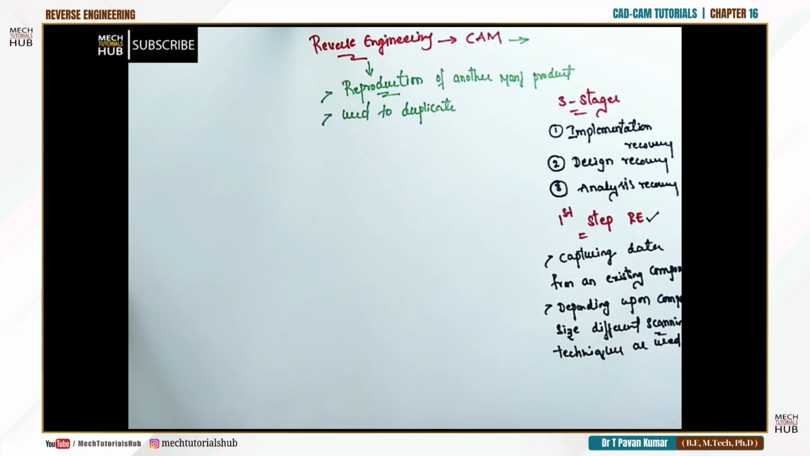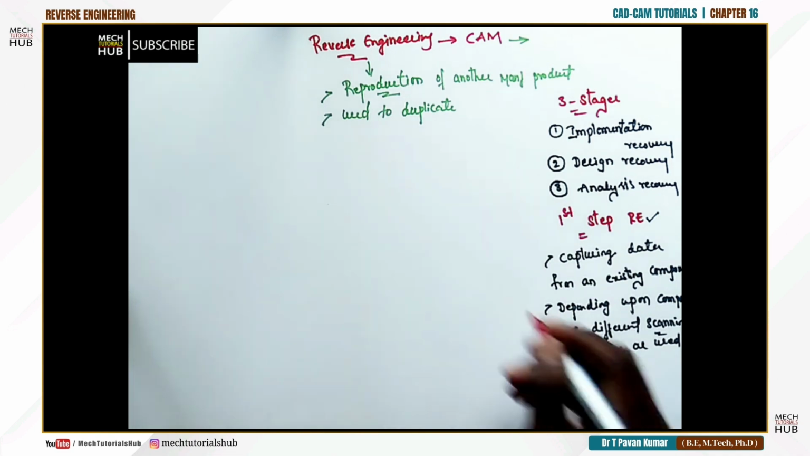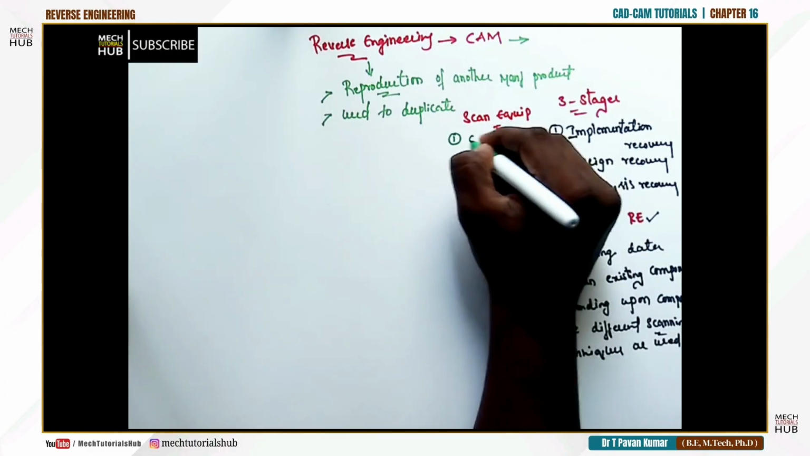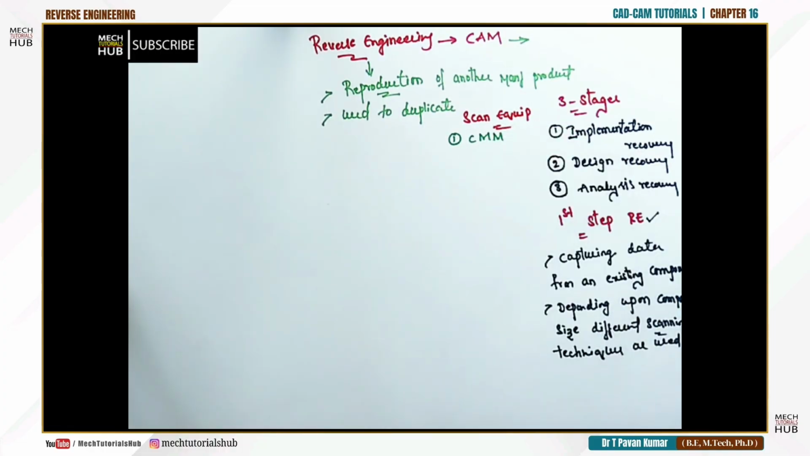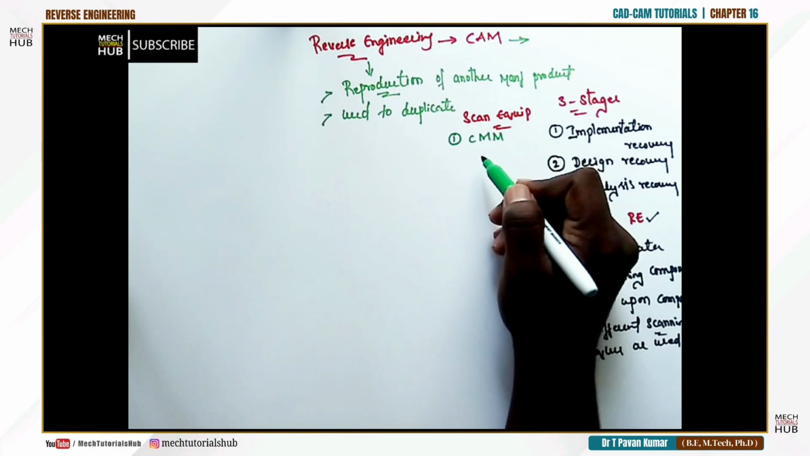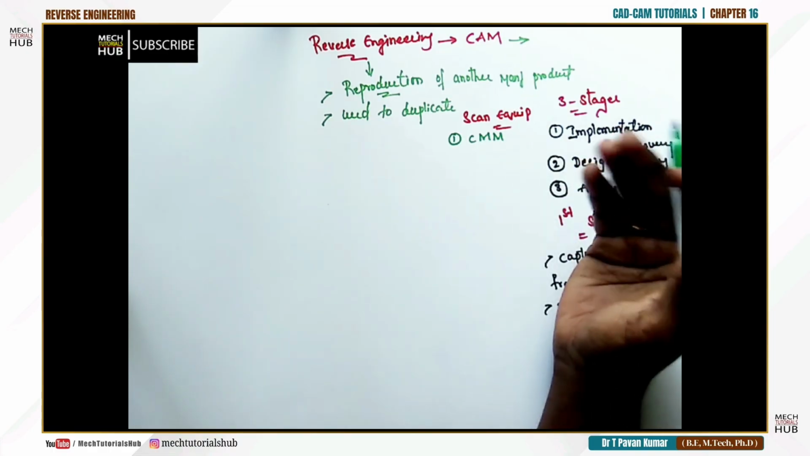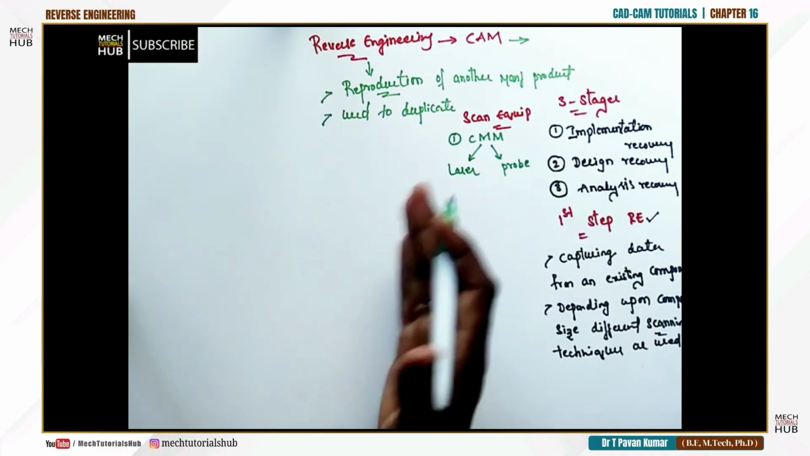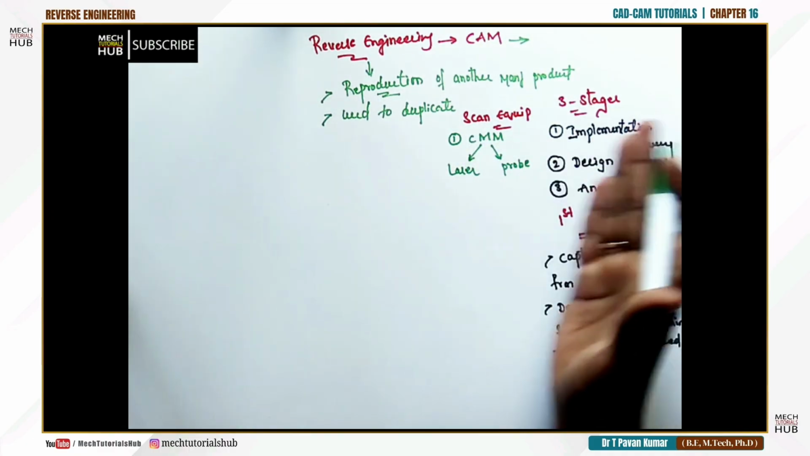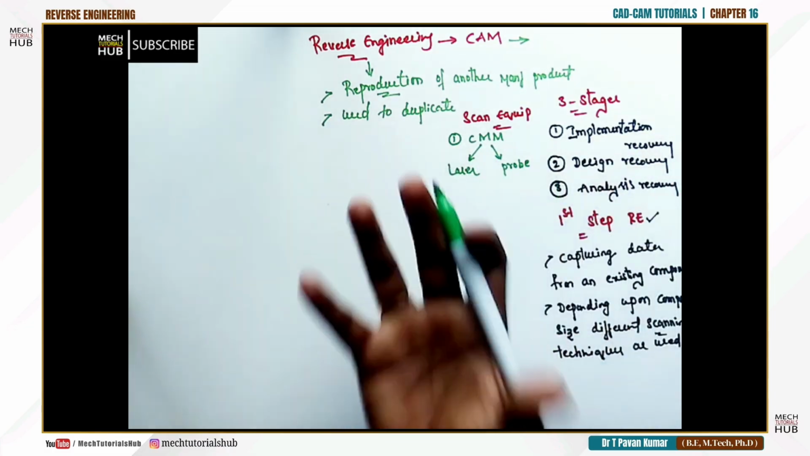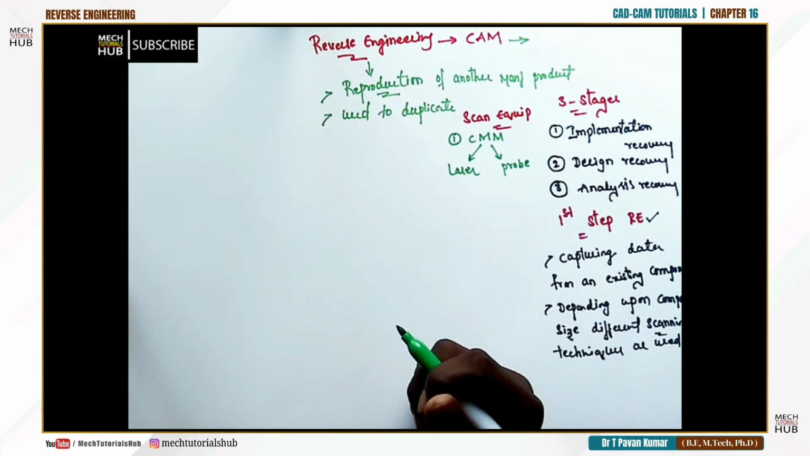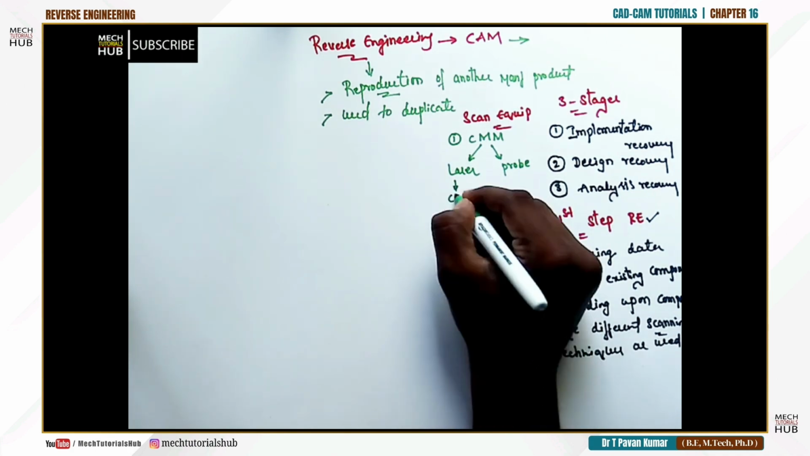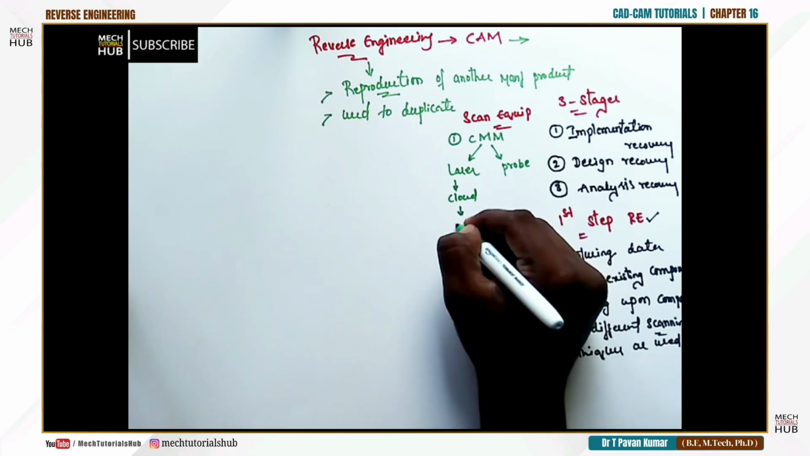Firstly, we are very much familiar, and I mention here, scan equipment. Firstly, let us name it the coordinate measuring machine, which we are all very familiar with. This coordinate measuring machine will help you scan the data by using a laser, or else by using a probe. I can scan the data with the help of laser light from one side to the other. Once it is done, you get the x, y, z coordinate data in the form of a cloud. That cloud data has to be saved in STL format.